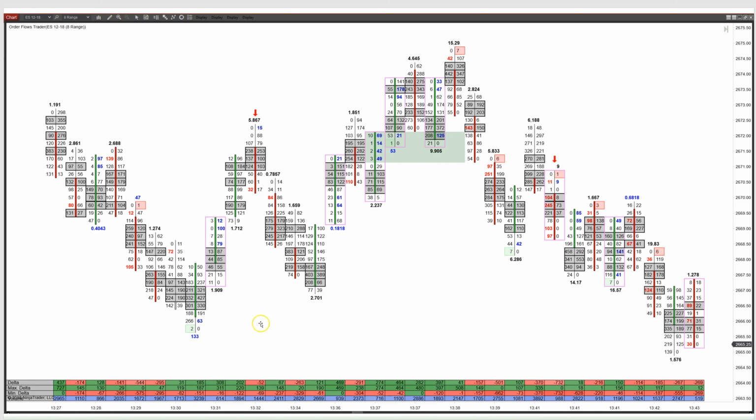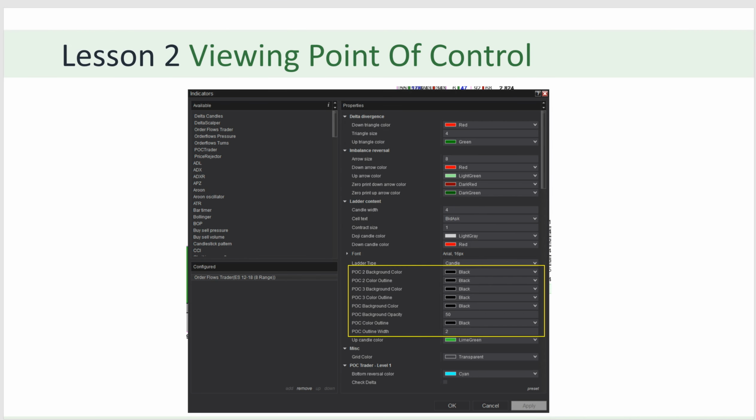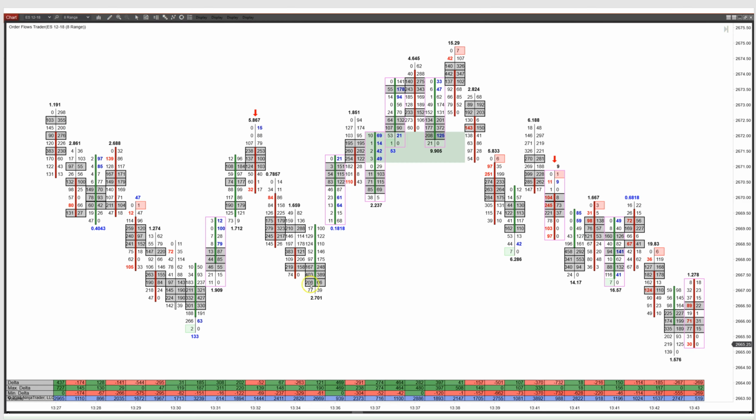So this is what it looks like, 3 point of controls in a bar. And it is kind of revealing. I'm going to talk about a couple setups using the second and third point of controls in the bar. And on the Order Flows Trader software, this is where you would change it. I could change the color from black. I keep them all black, and the opacity to 50%, so it's not all black. It turns out as this gray color actually.